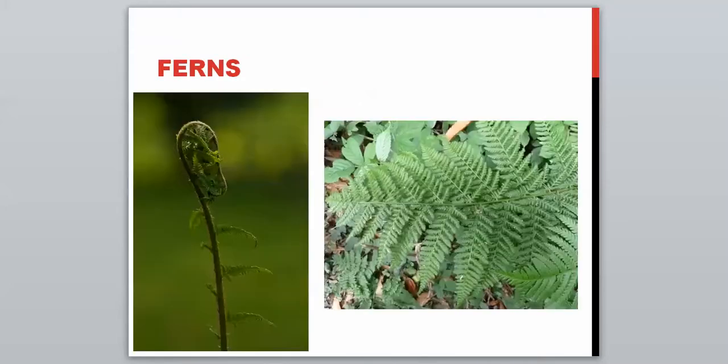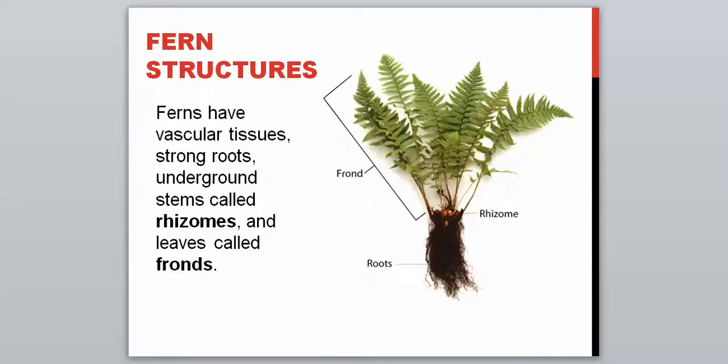Here's what a fern looks like. The left is kind of a younger developing fern that hasn't quite sprouted out yet, and the one on the right is the fern that is full grown right there. So we're going to look a little more in depth at the fern since they are the most famous example.